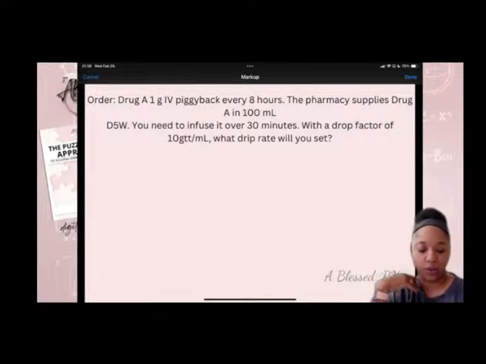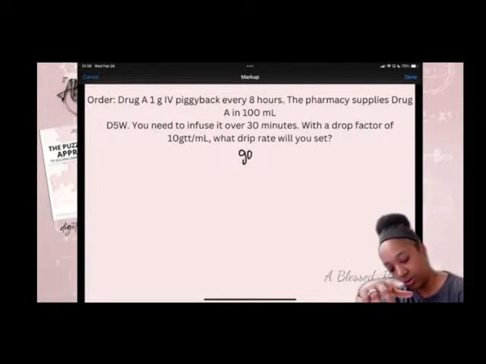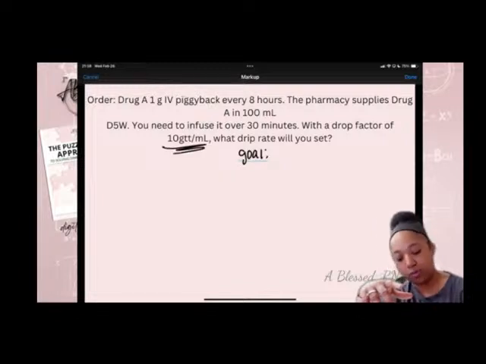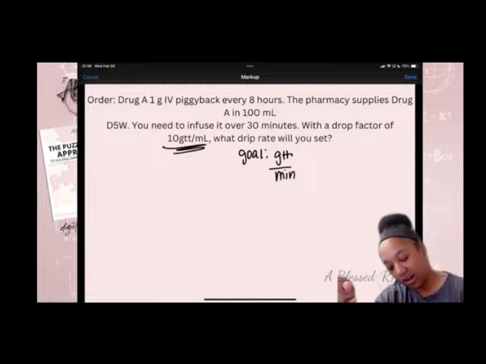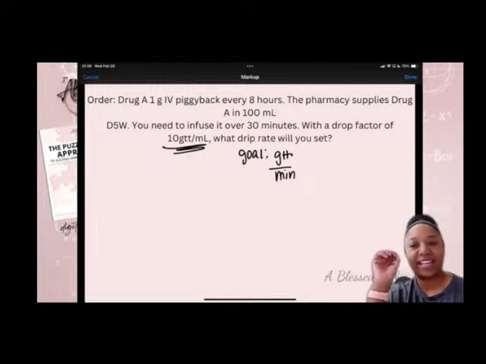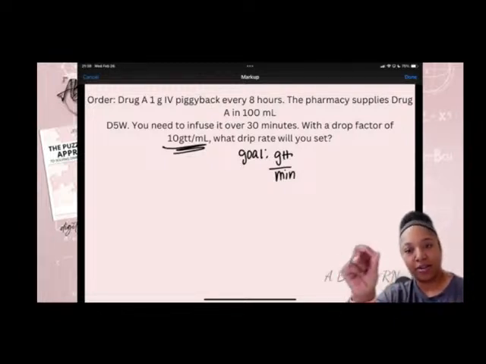Okay, so what is the goal? What are we looking for? Drip rate, right? We see a drop factor, so we know that it's going to be what? Drops per minute, volume over time. All right. What is the volume? Volume is milliliter or liter, right? So, what is the volume that's in this problem?